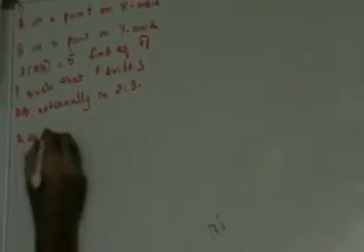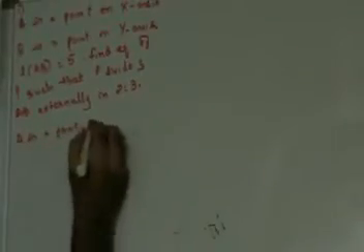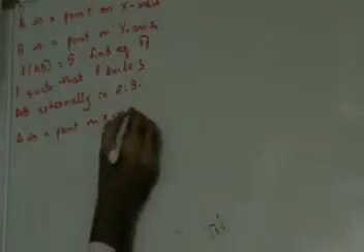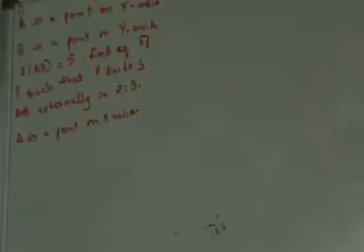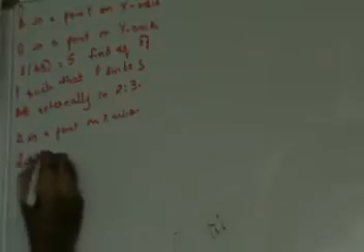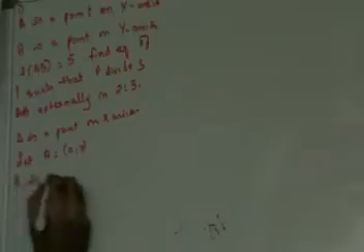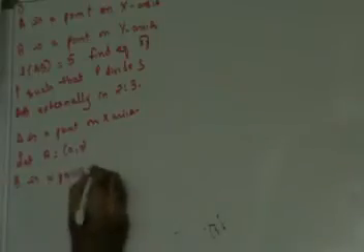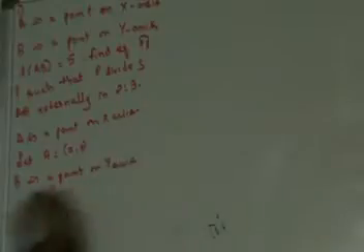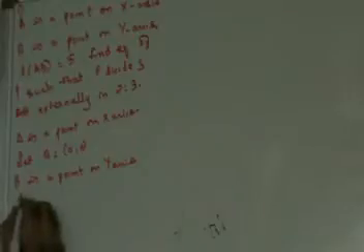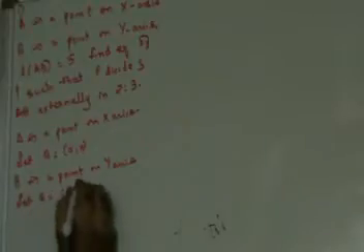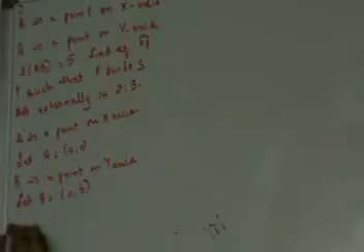They give you that A is a point on x-axis. Now if A is a point on x-axis, that means its y-coordinate will be 0. So you will say let A be equal to a comma 0. B is a point on y-axis. If B is a point on y-axis, any point on y-axis its x-coordinate will be 0. So you will say let B be equal to 0 comma b. Right? Now they give you that length AB is equal to 5.